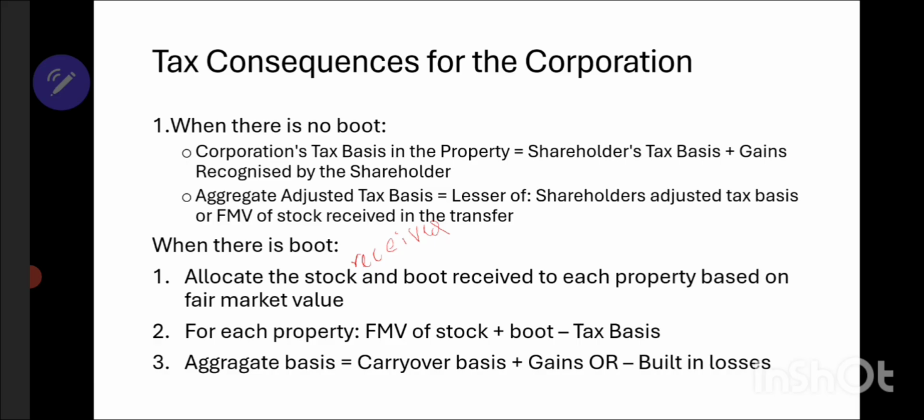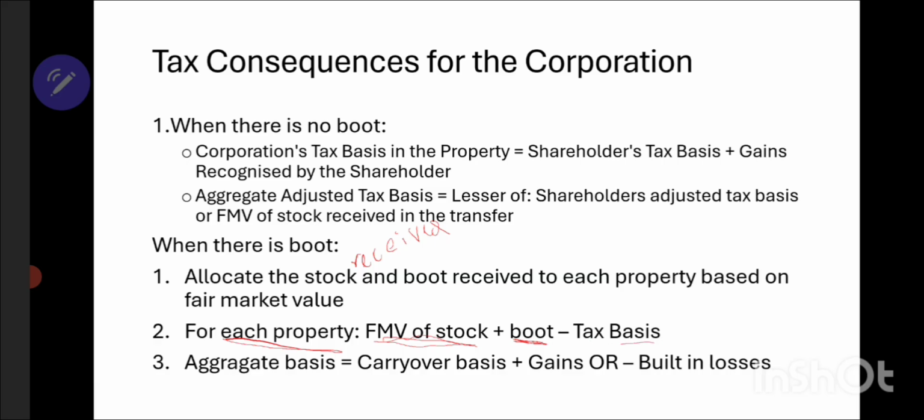Received, right? Allocate the stock received and boot received to each property based on their fair market value. For each property, we need to find the fair market value of the stock. And again, this is the apportioned amount. So we're going to use those percentages, multiply the fair market value of the stock, and then we're going to add the apportioned boot amount as well. This is for each property. So we're going to do this every single time. So for inventory, building, and land.